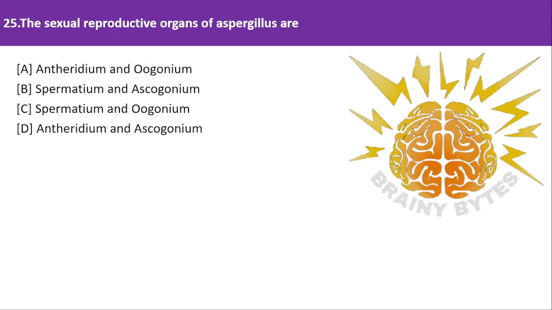Question number 25. The sexual reproductive organs of Aspergillus are? Your options are: A. Antheridium and Oogonium, B. Spermatium and Ascogonium, C. Spermatium and Oogonium, D. Antheridium and Ascogonium. Correct option is antheridium and ascogonium.